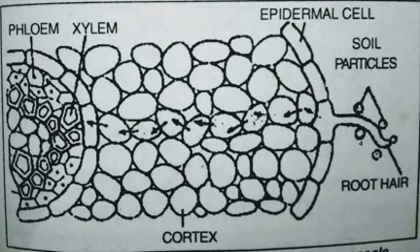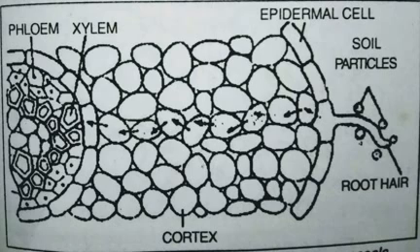The food prepared by the leaves is transported to various parts of the plants in solution form through a process known as translocation. Try to understand carefully. This process mainly takes place through phloem.